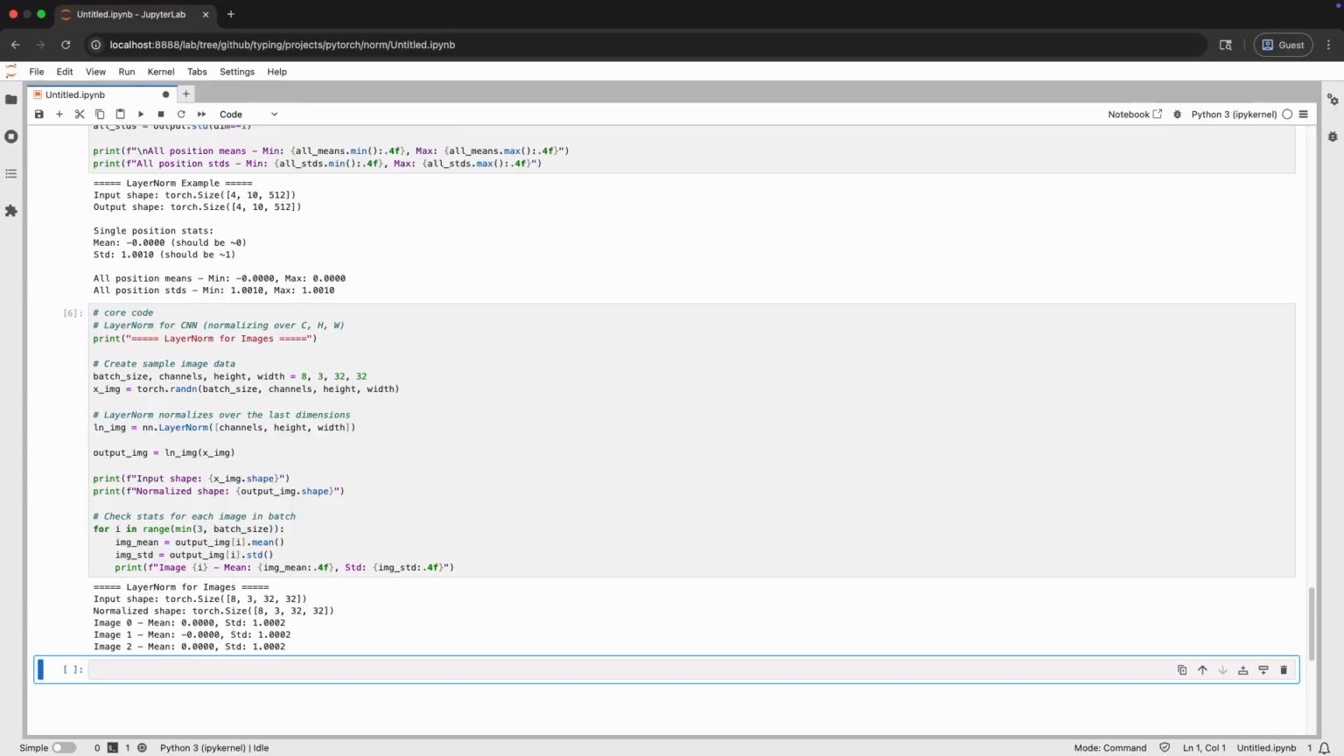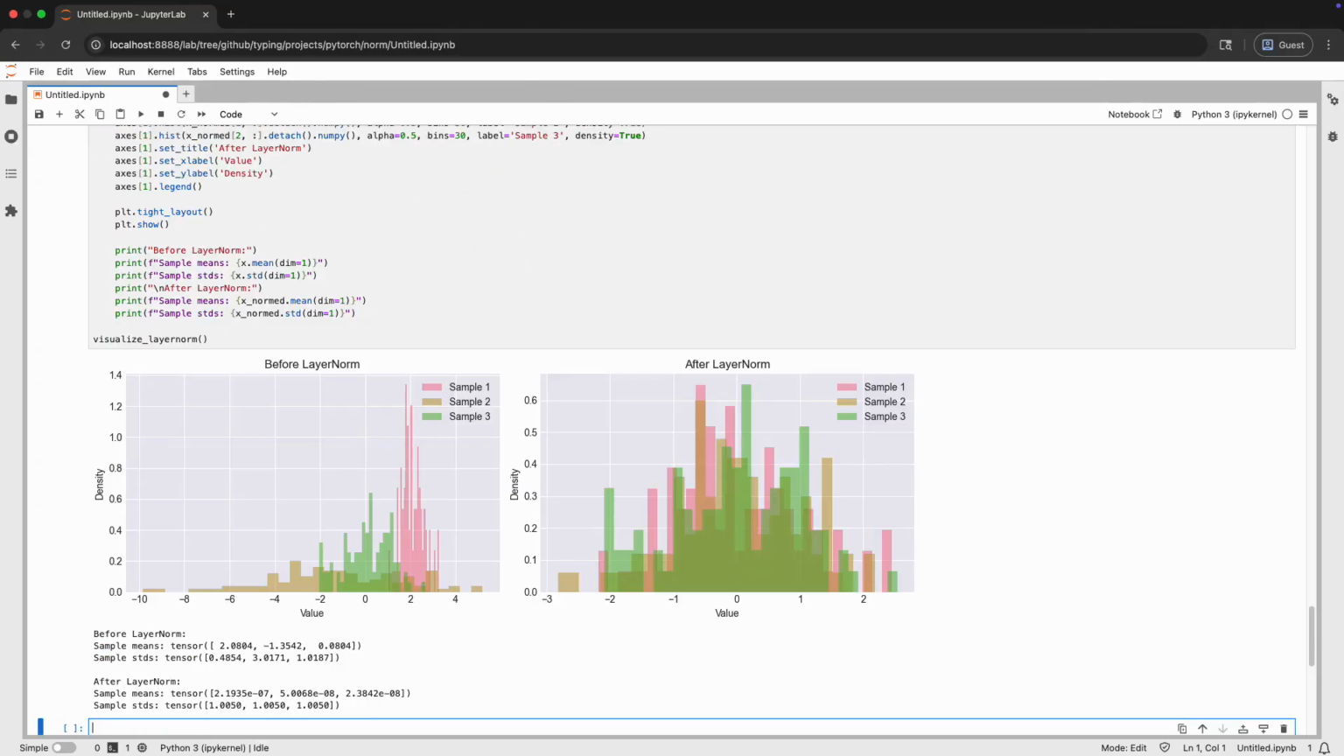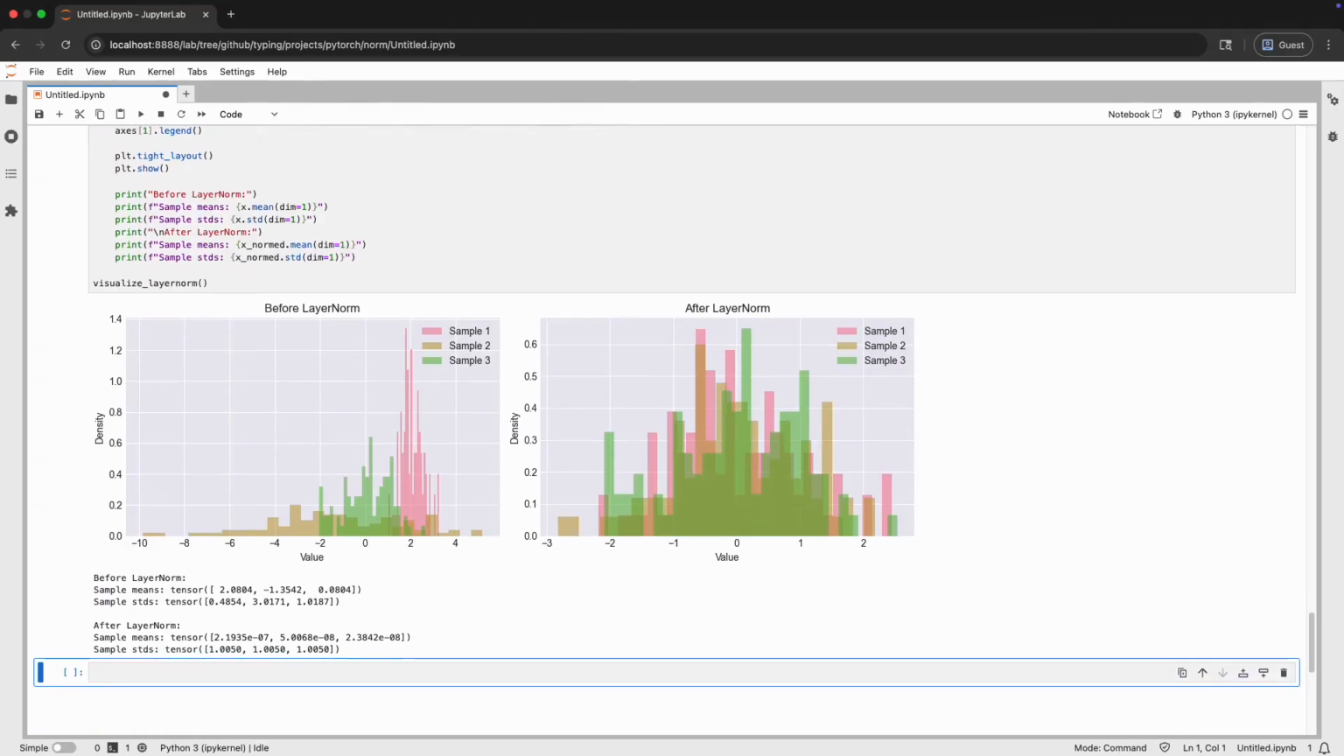Let's visualize LayerNorm's behavior by creating samples with different distributions. Each sample will have different overall statistics: high mean and low variance for sample 1, low mean and high variance for sample 2, and already normalized for sample 3. This visualization shows how LayerNorm works differently from BatchNorm.